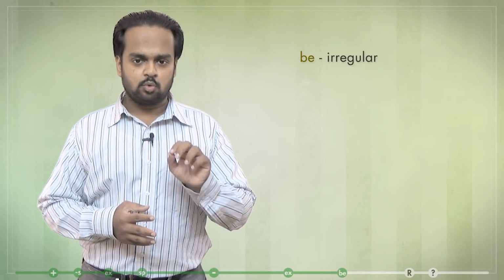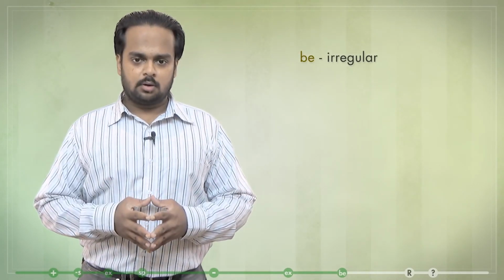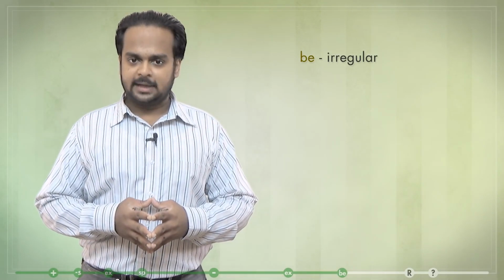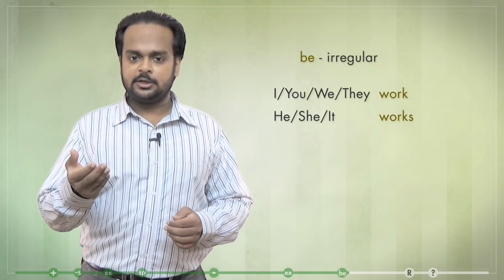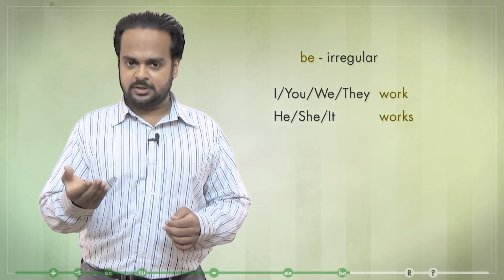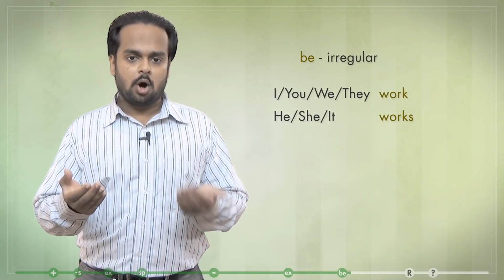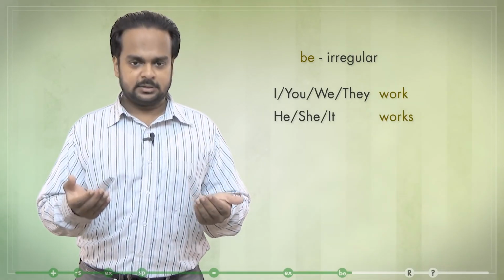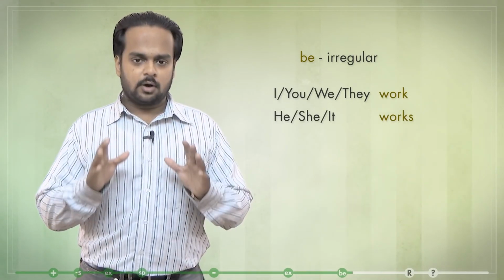Why is the verb be a special case? Well, it's different from other verbs in 2 ways. First, it's irregular. What does that mean? Well, if you remember, we learned that the verb work has 2 present simple tense forms. You use work with I, you, we, they, and plural subjects, and you use works with he, she, it, and singular subjects. All verbs are like this.